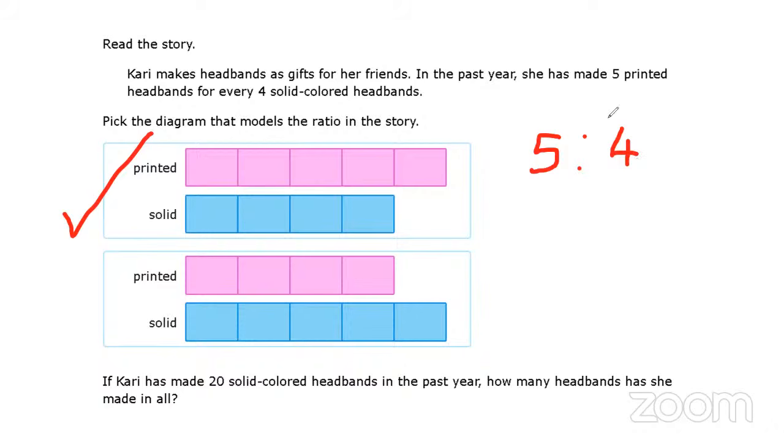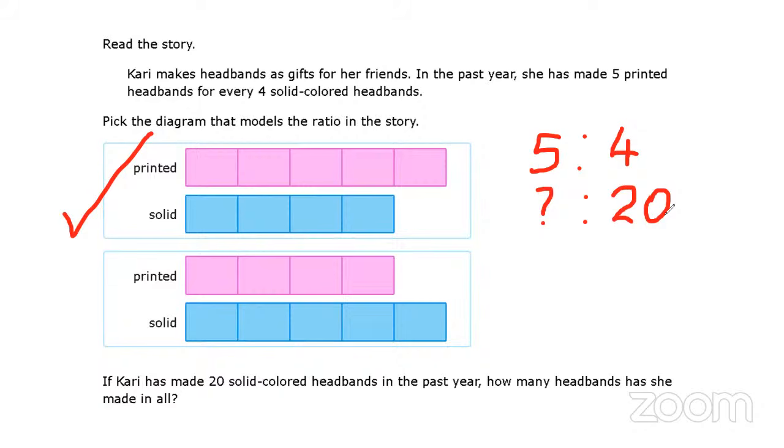So here we've got 5 to 4. 5 printed to 4 solid. And if she made 20 solid, so I'm going to just put a little question mark here. We need to see how many printed. Let me put a question mark here to 20 solid. All right. So how do we figure out how many printed she would have made if she made 20 solid? Nicola says 25 to 20.